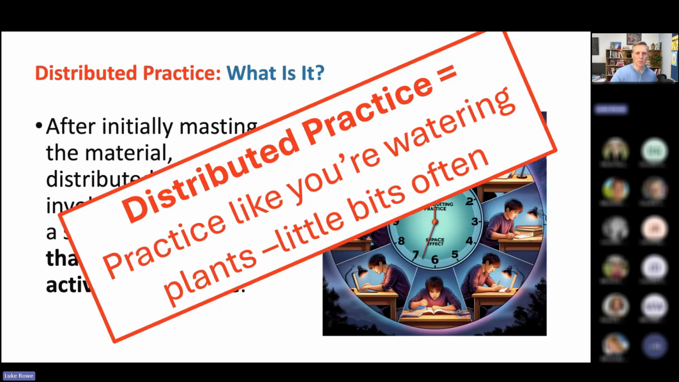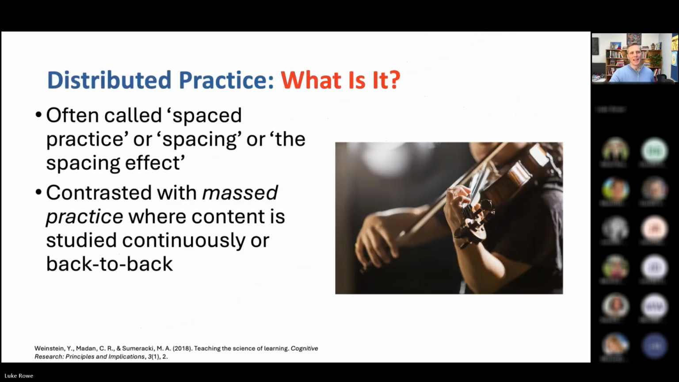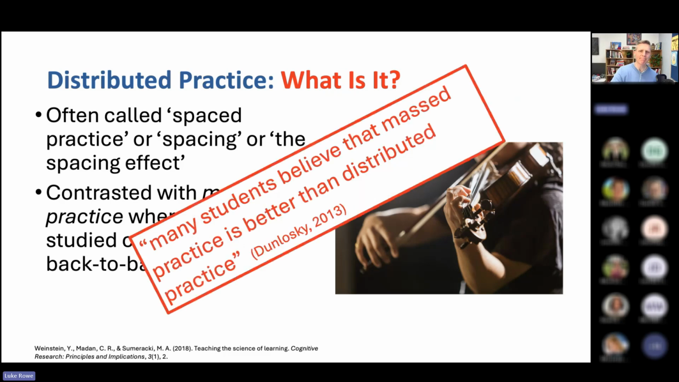So distribution of practice, just like you're watering a plant, a little bit often. No one wants to water a plant three months' worth in one go. So there are a few alternative terms for it: spaced practice, spacing effect, or just spacing. It's contrasted with massed practice, where you do it all at once, which is commonly referred to as cramming.